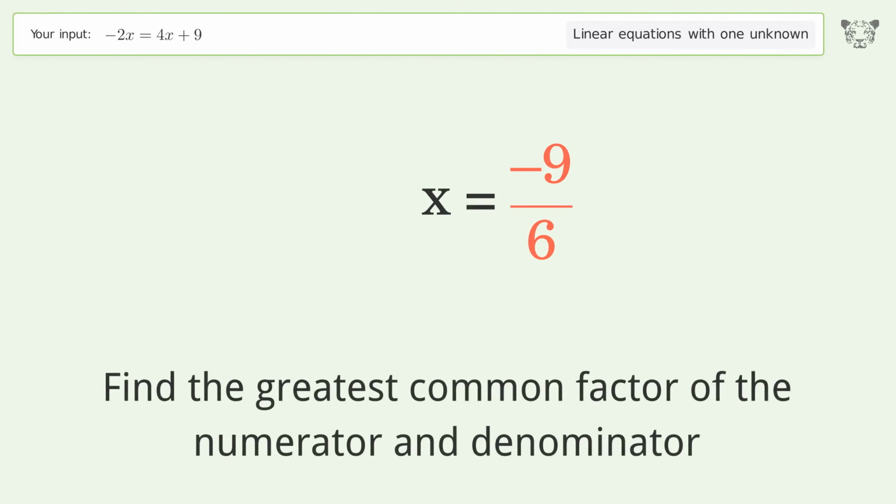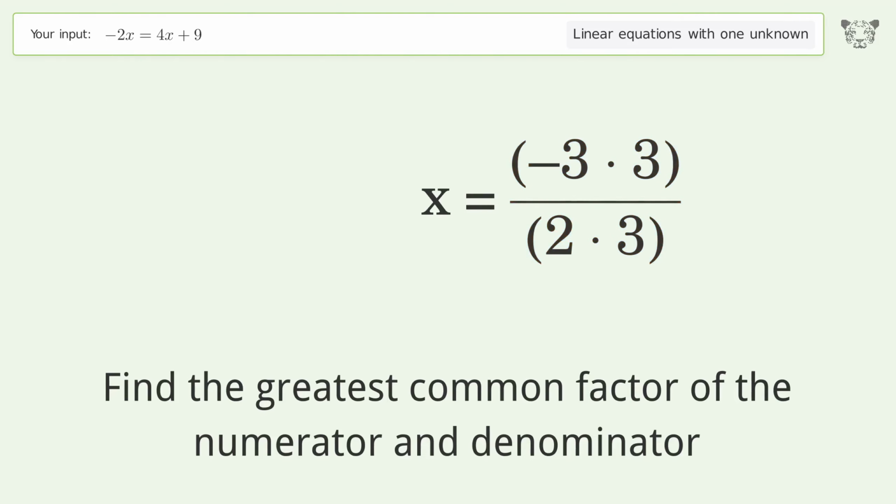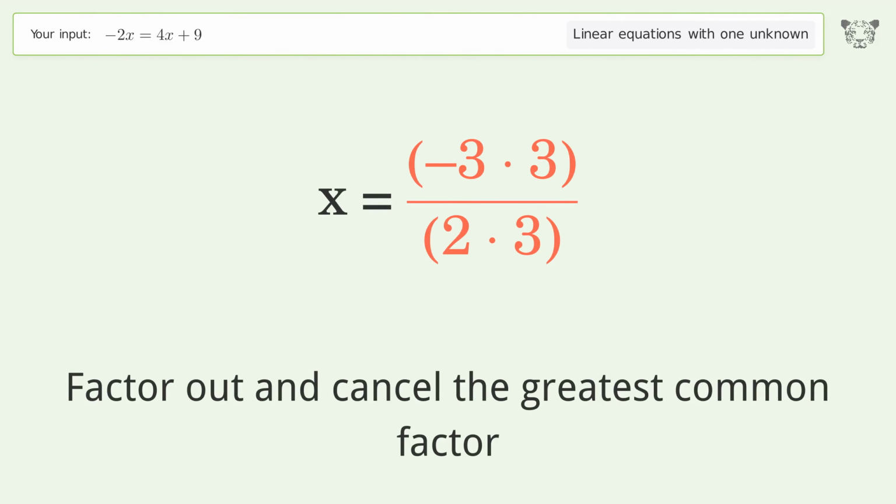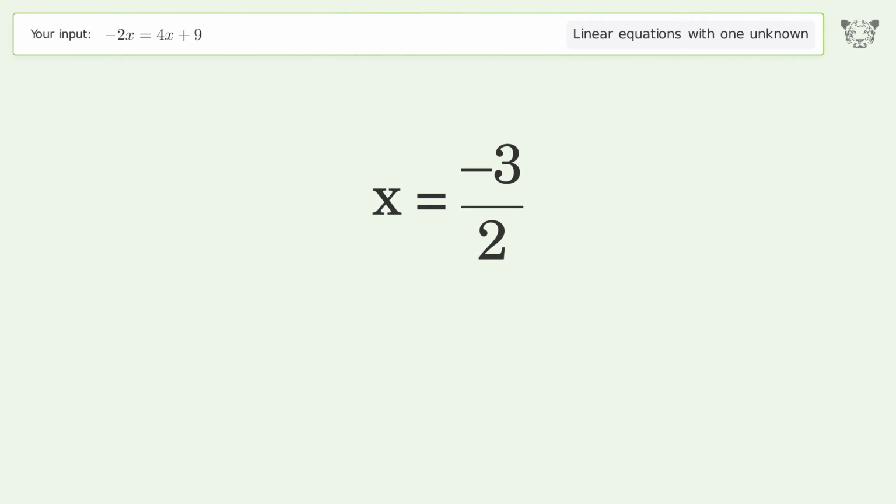Find the greatest common factor of the numerator and denominator. Factor out and cancel the greatest common factor. And so the final result is x equals -3/2.